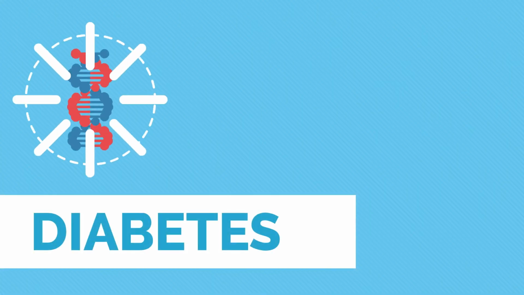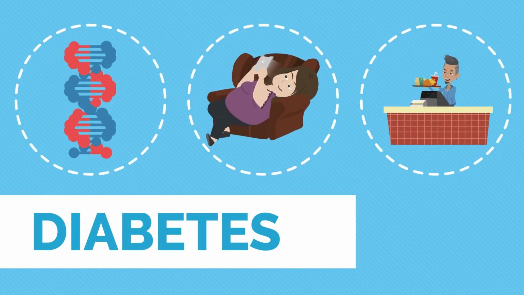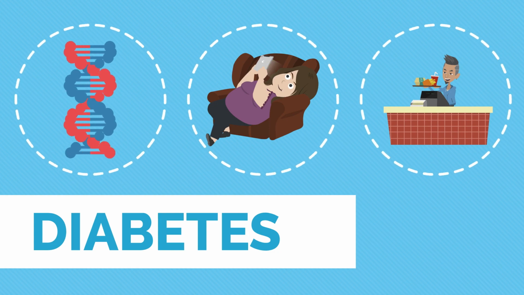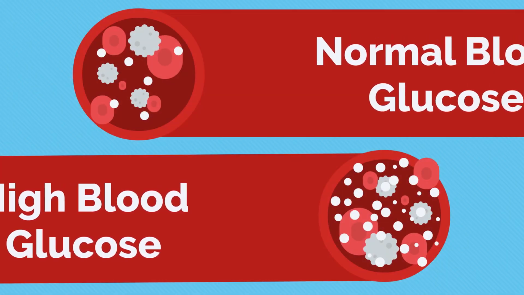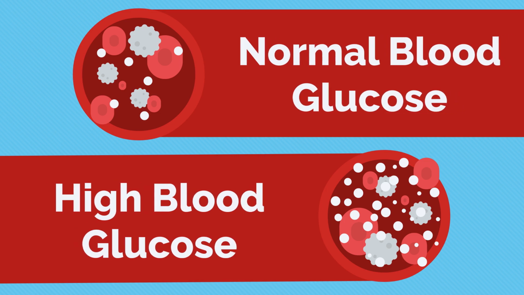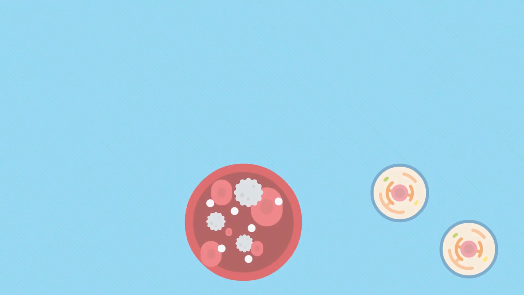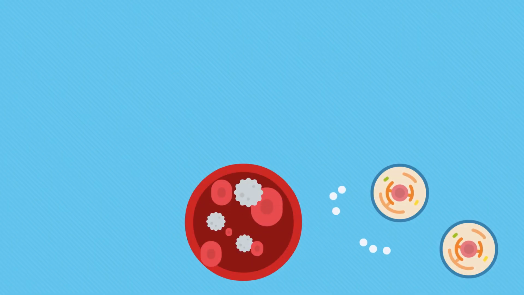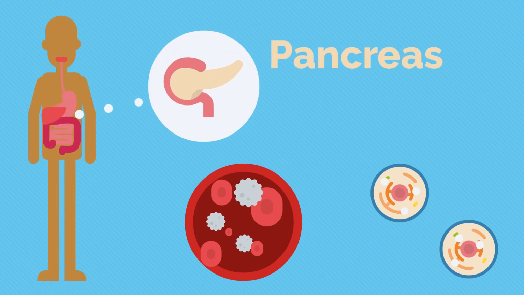But first, let's discuss what this condition is. Diabetes is considered a genetic condition, even though environmental or lifestyle habits can contribute to the onset of this condition. Diabetes occurs when one's blood glucose, also called blood sugar, becomes too high. Blood glucose is the body's primary source of energy, and it comes from the food we eat. To help transfer this glucose from the food we eat to our cells, our bodies rely on the pancreas to produce a hormone known as insulin.